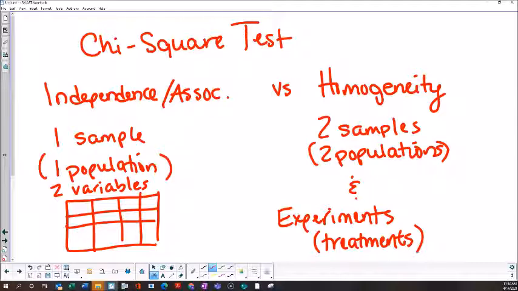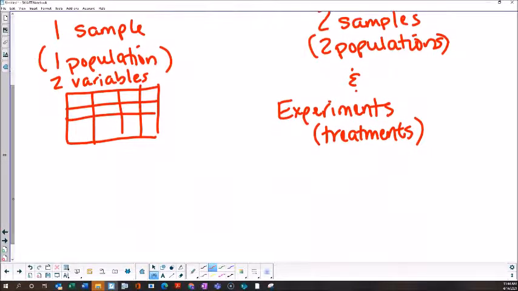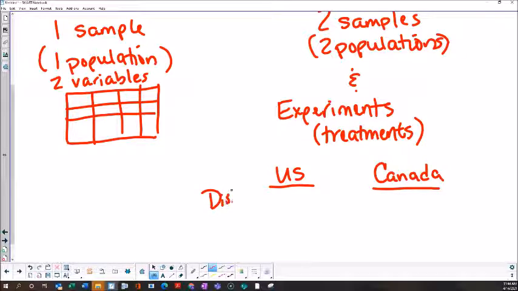And so if it's samples and it's two populations, what you'll see, you might be comparing the distribution of, you have two distinct populations, literally, like United States and Canada, and maybe we're comparing the distribution of race in each category, in each place. So, race and ethnicity.